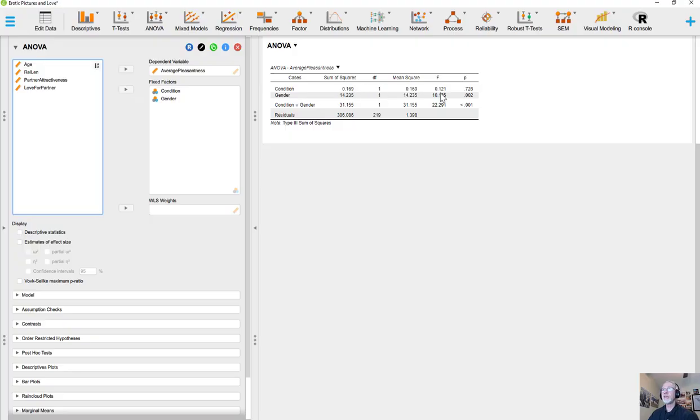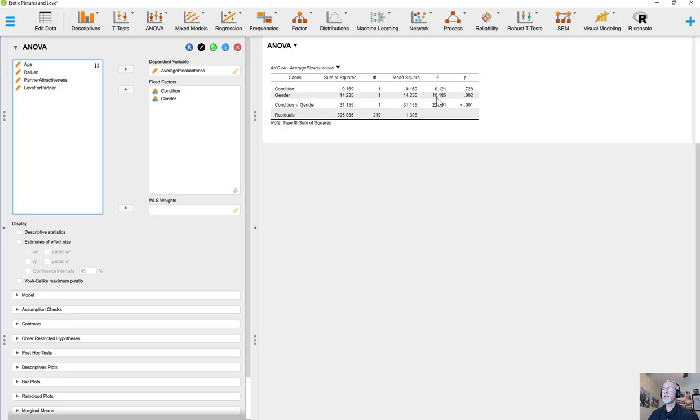What we see, if you look at this, condition is factor A. Gender is factor B. And then the A times B interaction is here. Remember, they do not show the between groups overall. They don't show the total. They show the residuals, and that's your within group variance. The F for condition is less than 1, so it can't be significant, and the p-value supports that. It is much greater than 0.05, non-significant.